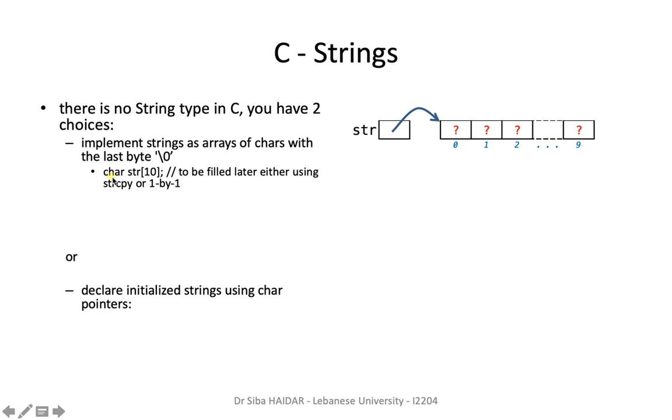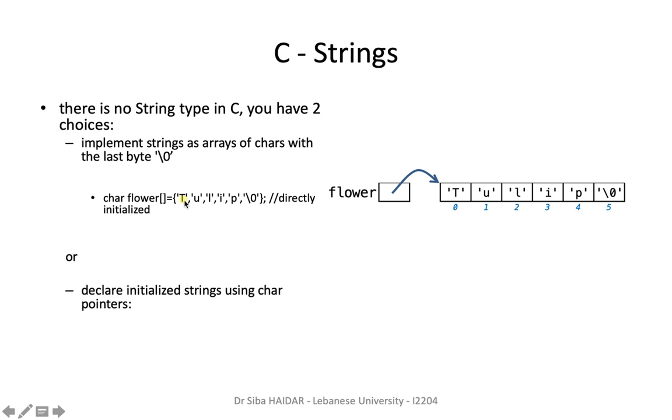For example, we can declare an array of 10 characters to be filled later, either using strcpy or one by one. We have now 10 available elements. If we want to fill it, we can fill it with 9 characters because we leave the \0's place guaranteed. Another example, you can declare an array called flower and directly give the elements of this array without specifying the size. Of course, as we have seen before, the size will be deduced and we will have our array of 6 elements with the \0 at the end.